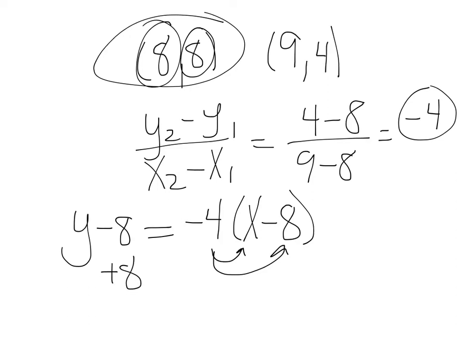Okay, and I just got this wrong because I didn't read the directions very well. They don't want you to simplify this. They want you to leave it in point slope, not slope intercept. So just type this in.